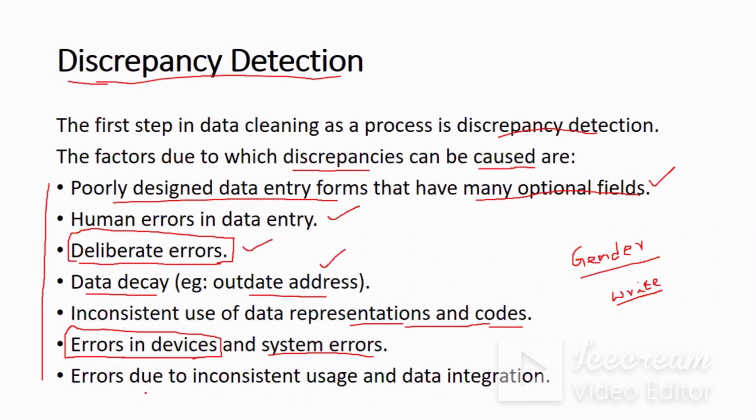And errors due to inconsistent use of data integration. For example, they were trying to integrate data from an Excel sheet with data from SQL Server, and one more data from a text format. If all these are integrated, there are going to be some errors because of this data integration from various sources of data. So these all could be the factors due to which discrepancies are going to be caused.